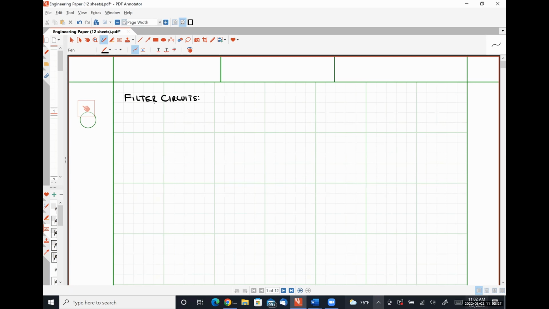So, in our discussion of steady-state sinusoidal circuits, we learned that capacitors and inductors exhibited a frequency-dependent impedance, right? So we found that the impedance of a capacitor as a function of omega was expressed as 1 over j omega C, and we found that the impedance of an inductor, ZL, as a function of omega was expressed as j omega L.